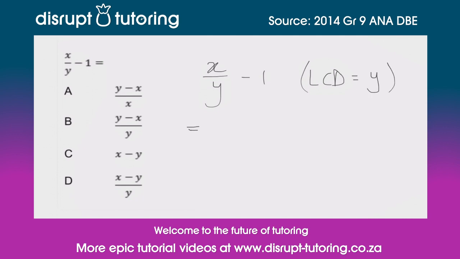Moving into the next step, we're going to say, right, we've chosen a lowest common denominator of y, and that is going to impact our numerators in the following way. Now, because this denominator is already y, it would mean that we've multiplied the denominator by 1. So we would have to multiply the numerator by 1. So 1 times x just remains x.